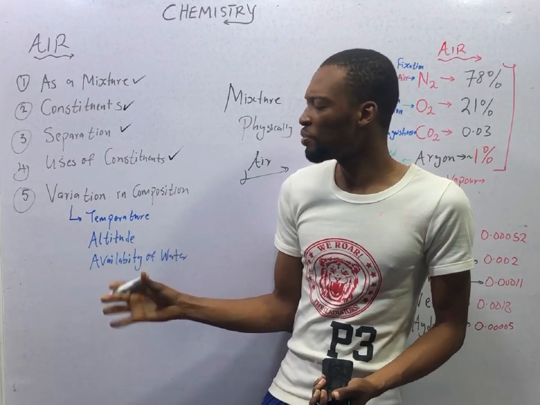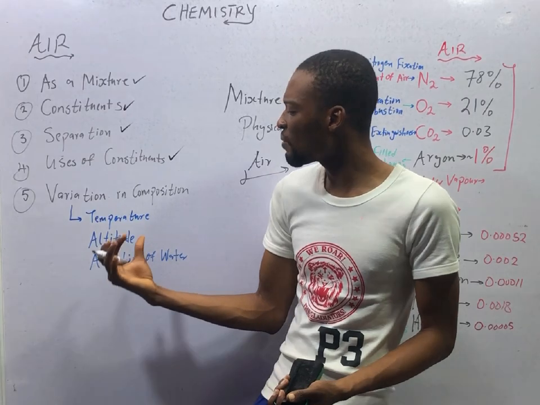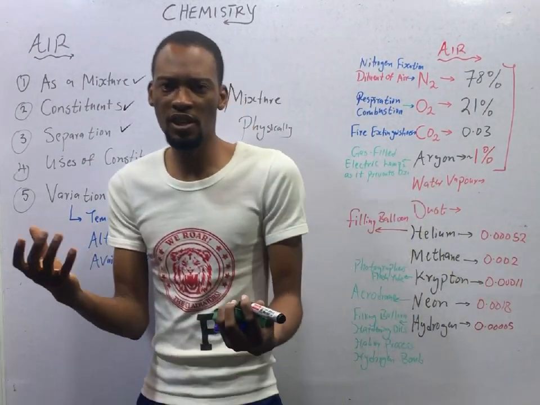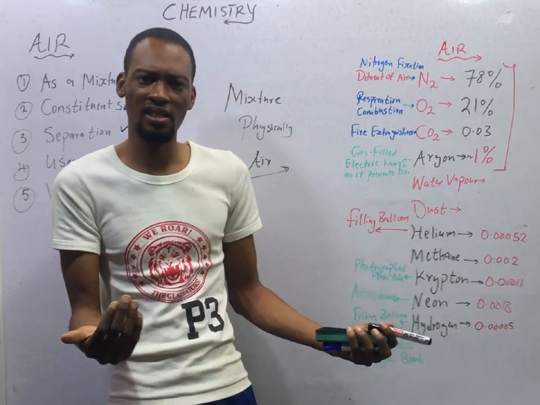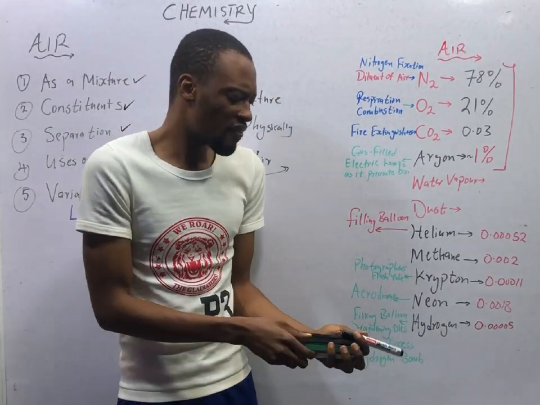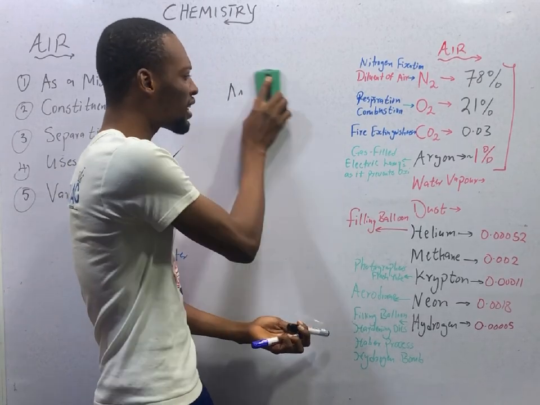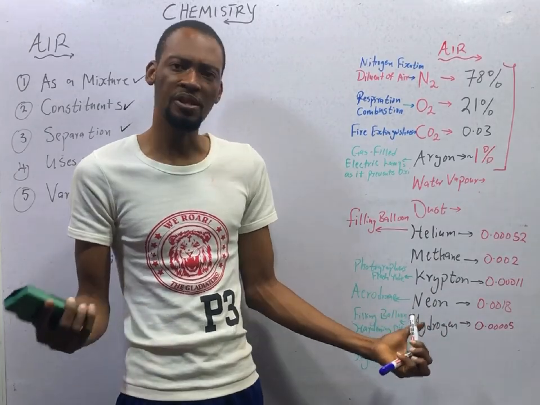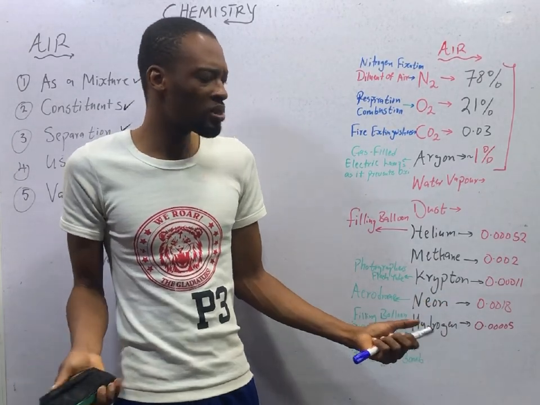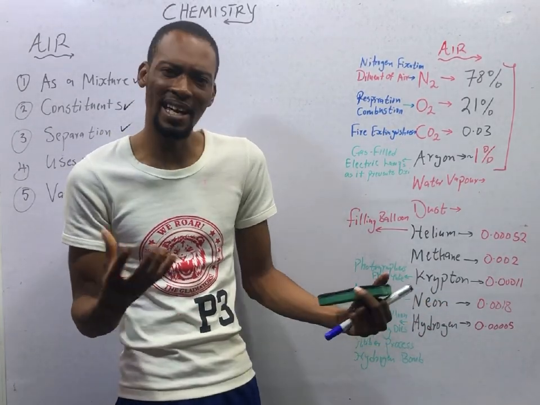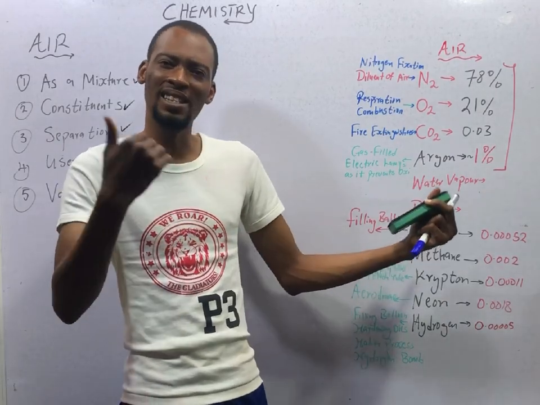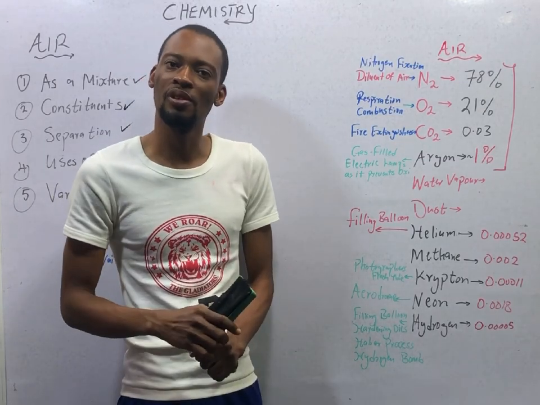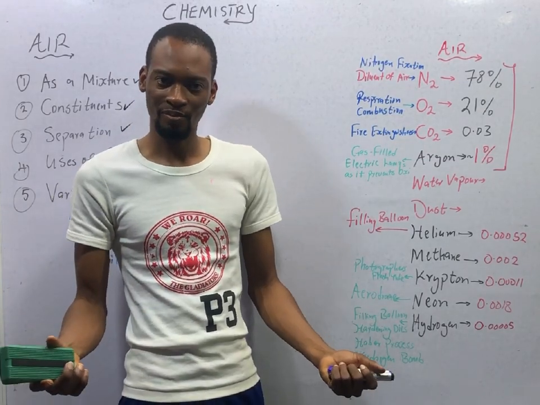There is variation in composition of air due to pressure, temperature, altitude, and availability of water. If the temperature is very high or in dry seasons, you will agree with me that the quantity of water vapor in the air will definitely drop. Yes, that is true. And since air is a mixture, in some places you probably have better air than others because in some places the air has been polluted, which we shall see under air pollution and greenhouse effect.